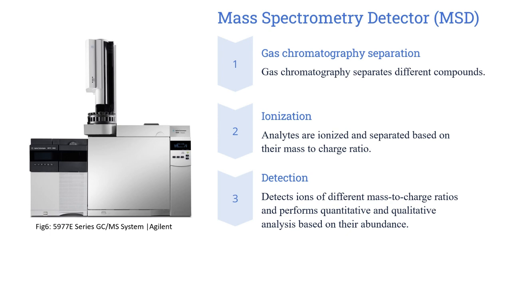The last one is MSD. The process is as follows. Firstly, gas chromatography separates different compounds, and then analytes are ionized and separated based on their mass to charge ratio. Then finally, the detector detects ions of different mass to charge ratios and performs quantitative and qualitative analysis based on their abundance. It has high sensitivity and capability for identification, but it is expensive and requires a high vacuum system.